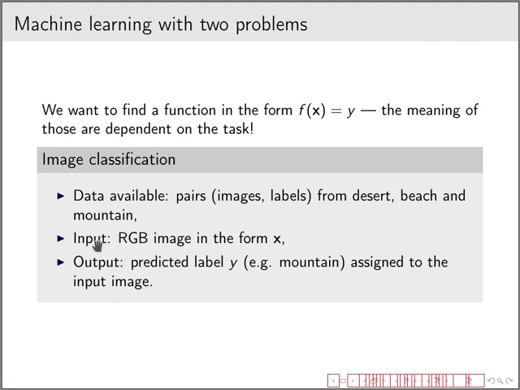The input is an RGB image in the form of x. This means I'm going to define that as a vector or as a matrix, for example. And the output is the predicted label, for example mountain, but it could be desert or beach, assigned to that input image. So it is basically a mathematical function. So what we have is x, we have y, and then f is responsible to take us from x to y, the input to the output. So this is the basics of machine learning in general.